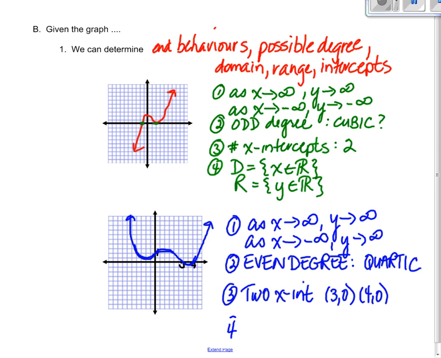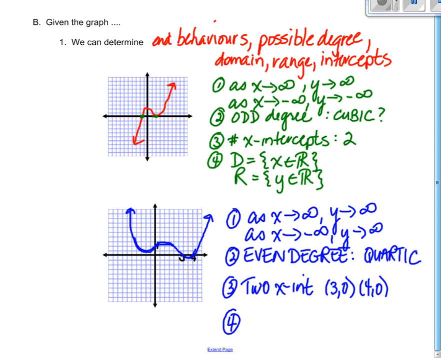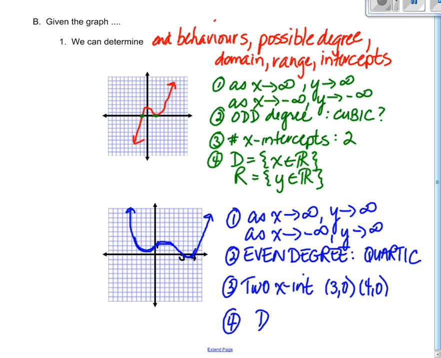The domain and the range. The domain is x can be any real number. It goes to the left and the right forever. The range, however, has restrictions. Y is greater than or equal to that minimum value, which we see here between 3 and 4, and it is a real number.